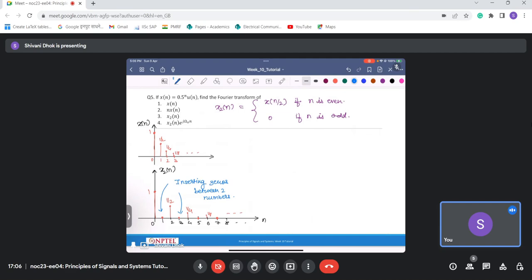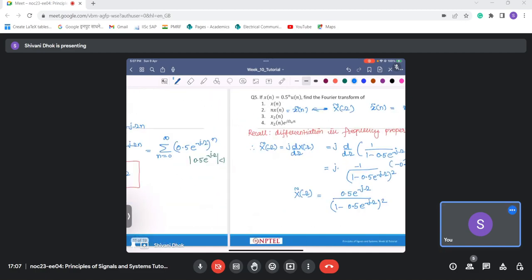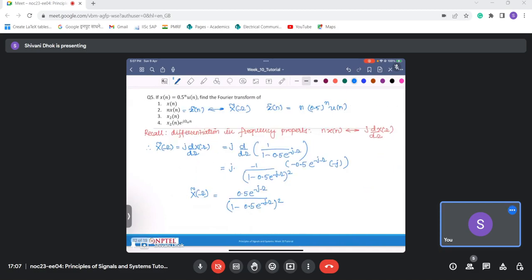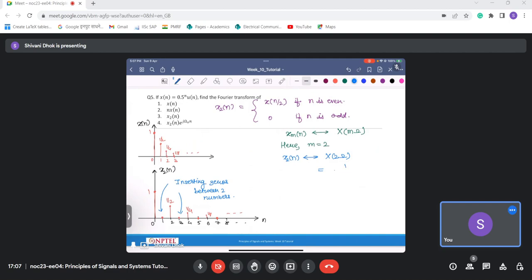Okay, and from the properties we have seen that if I have x_m[n], then this has a Fourier transform as X_m(omega), and here m is equal to 2, and therefore what we have is x_2[n] has a Fourier transform as X(2 omega), which is equal to, our X(omega) is basically 1 upon 1 minus 0.5 e power minus j omega. So this comes out to be 1 upon 1 minus 0.5 into e power minus j 2 omega. Any questions?